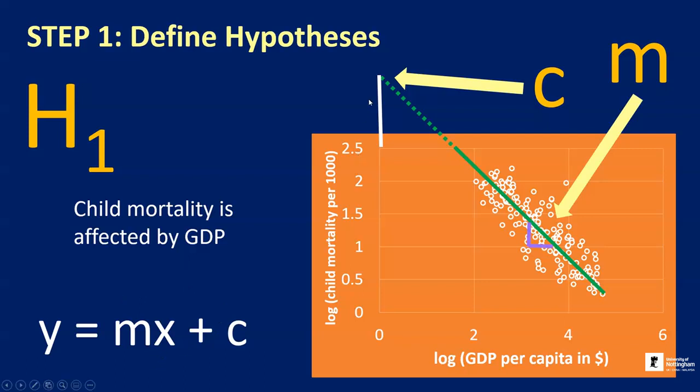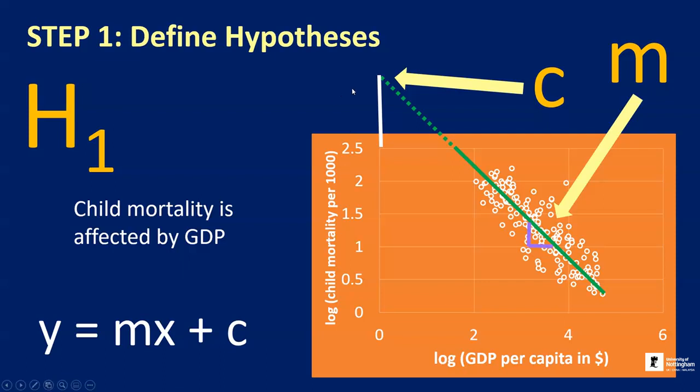In this case, C is a little bit tricky to see because C is the child mortality when GDP theoretically is 0. Now, of course, there is no country on Earth where GDP is 0, so it's a bit nonsensical. But if there was a country with 0 GDP, then we can extend this line of best fit to find out what the mathematical intercept of this curve is, and it's up here at around 3.5 or 4 on a log scale.